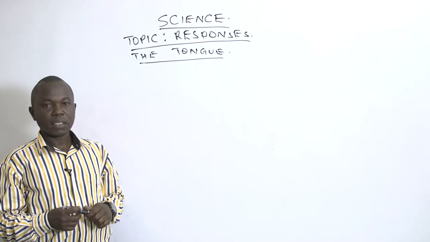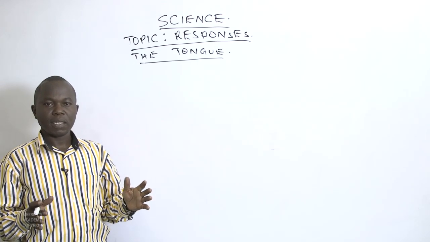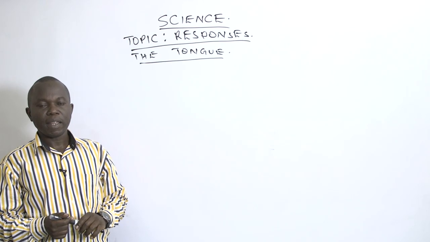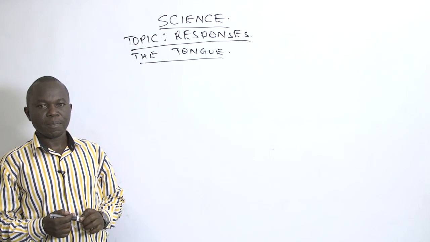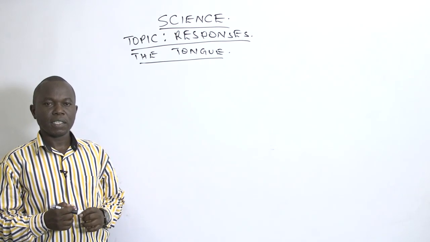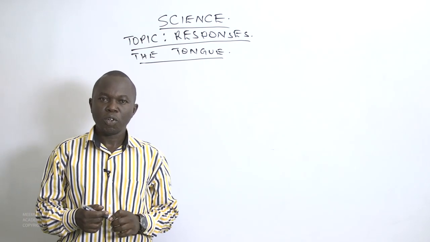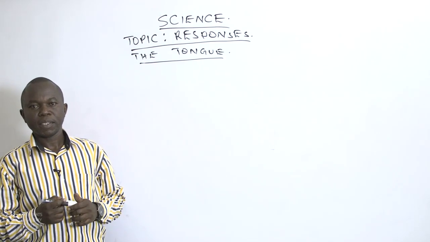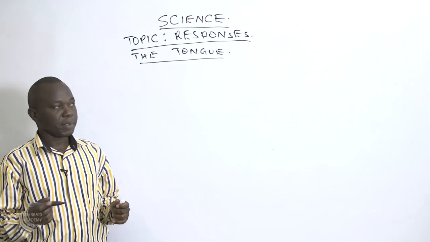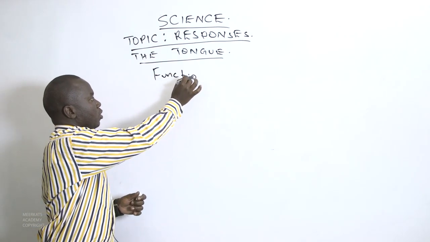The other structure is the tongue. Now, before we look at the tongue as a response organ, we can also try to review some other functions of the tongue. Remember, we came across the tongue in the digestive system. The tongue forms a very integral part of the digestive system. It is found in the mouth. But in the mouth, for digestive purposes, the tongue performs some other functions.